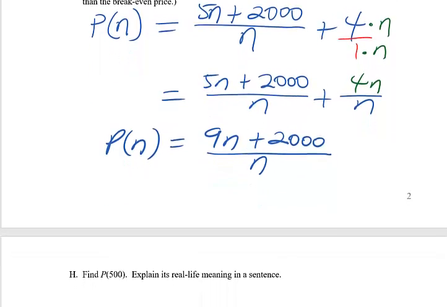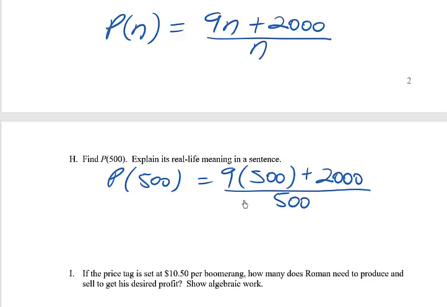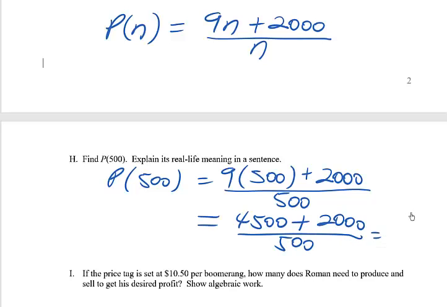All right, let's go down to letter H. I believe now we're going to use this function we've just created. So letter H says find P of 500. That's as simple as just replacing those n's with 500. So let's do that. And we've got some math we need to work out. Looks like 4,500 plus 2,000 over 500. That makes 6,500 over 500, and if you grab a calculator, I believe you will discover that value to be 13. Okay, so P of 500 is equal to 13.